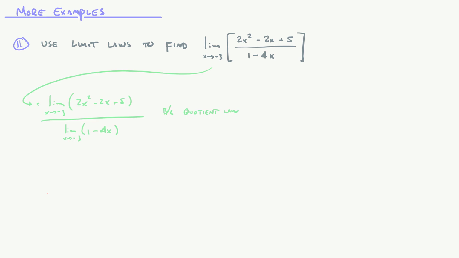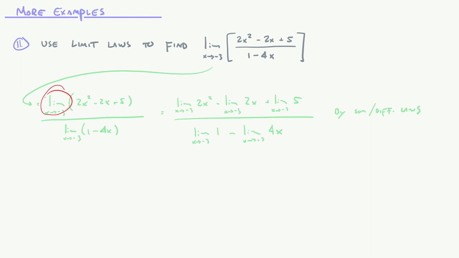First, we're going to use the quotient law. And we're going to apply the limit as x approaches negative 3 to the numerator polynomial and also the denominator polynomial. Then, in each part of this rational function, we're going to apply the limit as x approaches negative 3 to each piece of the polynomial in its respective position of the fraction. So this limit as x approaches negative 3 was applied to the 2x squared, the minus 2x, and the 5. And in the denominator, the limit as x approaches negative 3 was applied to the 1 and the negative 4x. And that's just by using sum and difference laws.